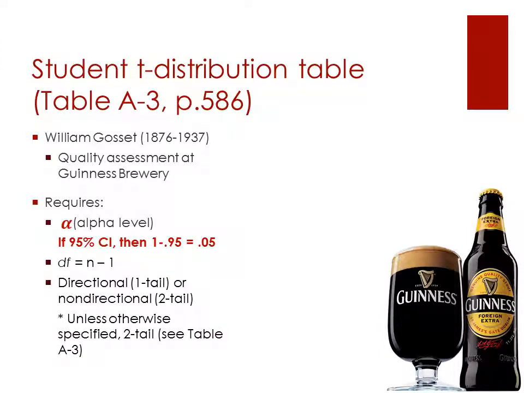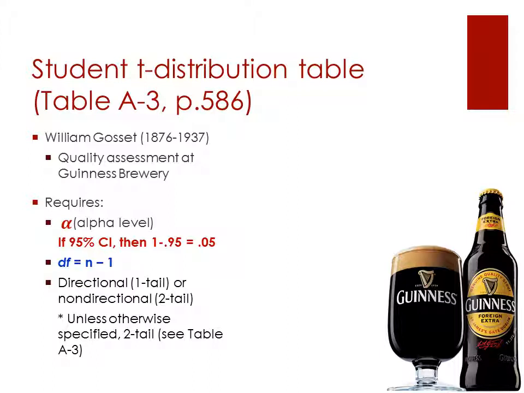So we need to have our alpha level, which is calculated via our confidence interval. So we take our confidence interval percentage, you divide that by 100, right? And then you subtract that from 1. So here, with a 95% confidence interval, we have 1 minus 0.95, and that equals 0.05 for the alpha.